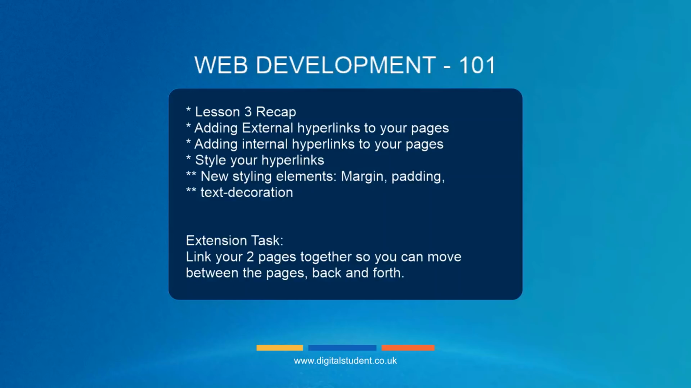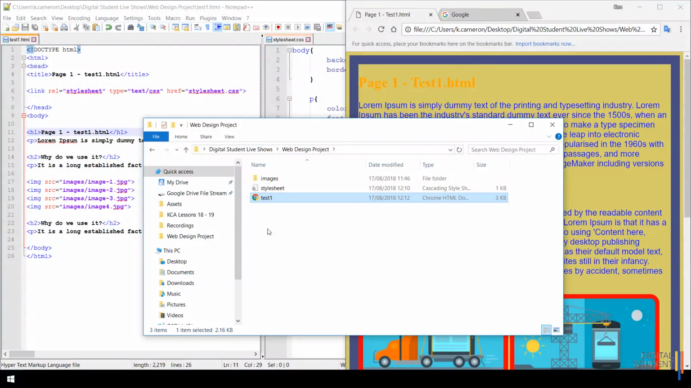So we're going to create an external hyperlink. We're going to create an internal hyperlink. We're going to look at a couple more stylistic elements like padding, margin, and text decoration. And then your extension task is going to be to link and test two of your pages so you can go backwards and forth to both pages very, very easily as a way of navigating between multiple pages. So let's have a look at what we've got so far.